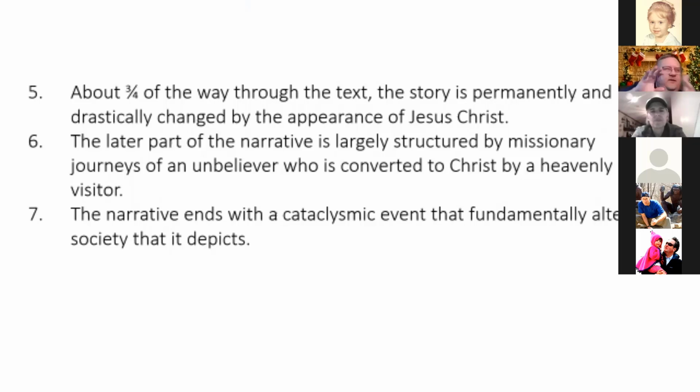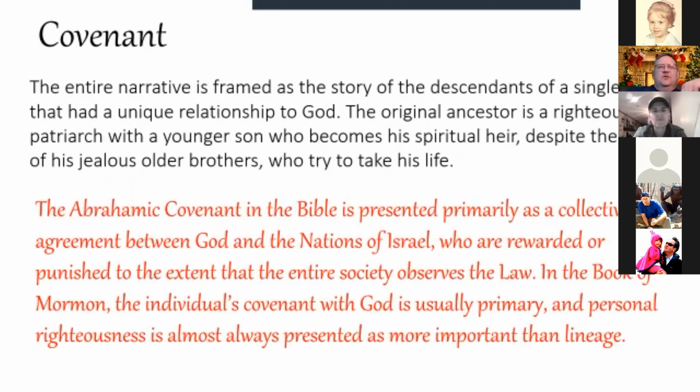Each of those roughly, not exactly, but each of those is a chapter in the book that I'm working on. There is a corrective nature to each of these archetypes. And let's talk about that. The narrative is framed as the descendants of a single family, but the Abrahamic covenant in the Bible is presented primarily as a collective agreement between God and the nations of Israel, who were rewarded and punished to the extent that the entire society observes the law. In the Book of Mormon, the individual's covenant with God is usually primary, and personal righteousness is almost always presented as more important than lineage.